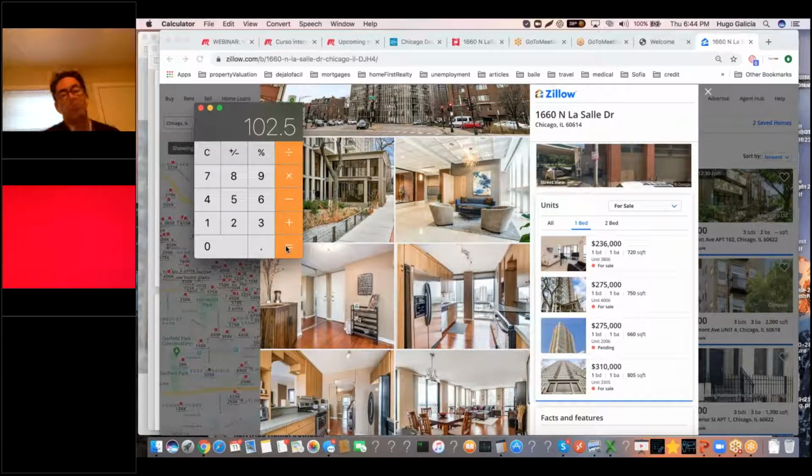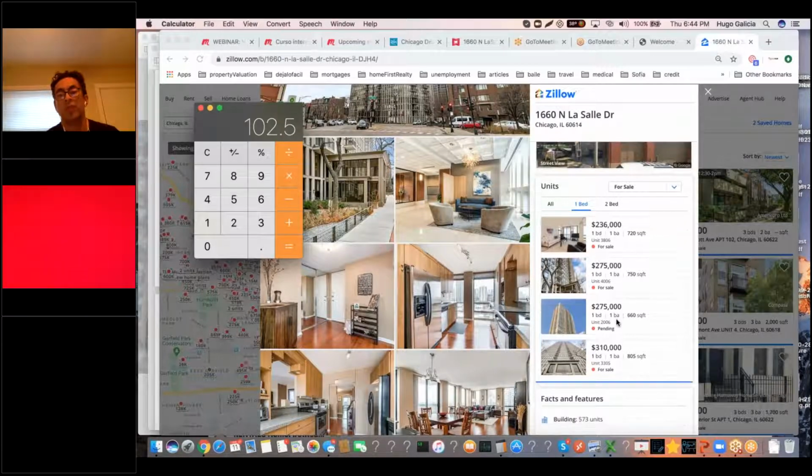The most we should pay for this property is 102. The wholesaler is asking for 139. Does that make sense? So it doesn't make sense. It's too expensive, okay? And not only that, you need to keep in mind association.